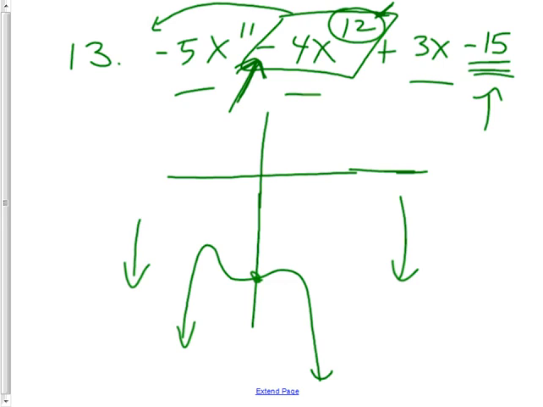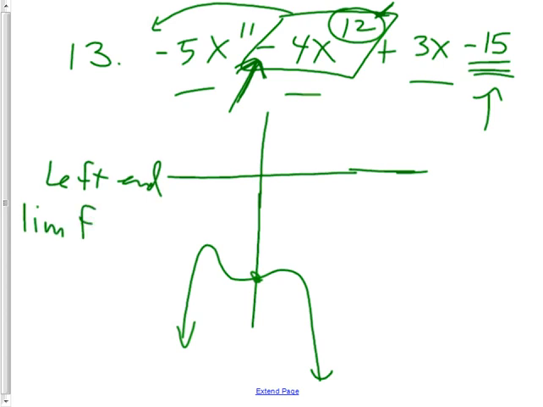Now, do I know exactly how it touches at the roots? Nope. And I don't need to, because on this question, all they want to know is what is the left end limit and the right end limit. The left end is over here, and it's the limit of the function. I'm doing problem 13 right now, so you may want to write this out with me. Limit of f of x as x approaches. If I'm left, I'm way over here where x is approaching what?